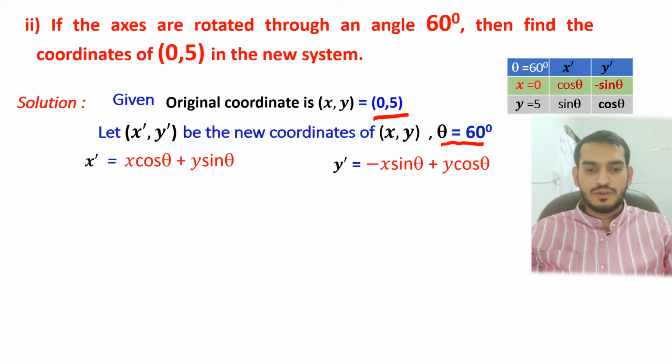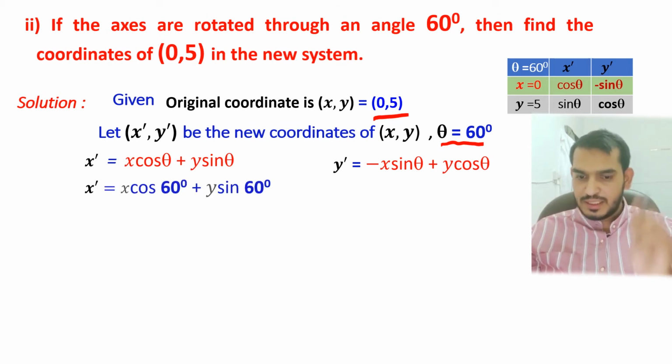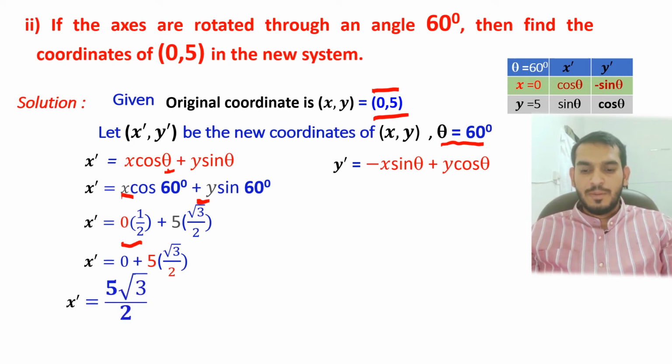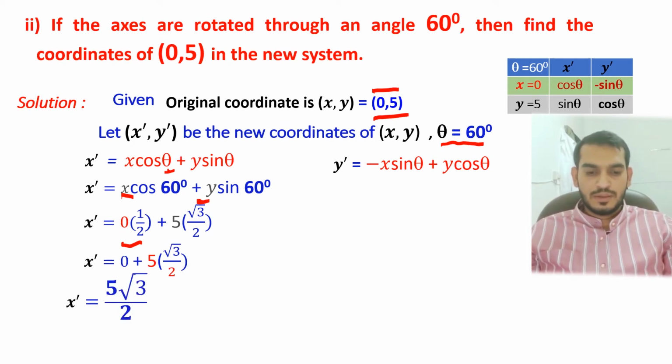Now x dash is equal to x cos 60 degrees plus y sin 60 degrees, substituting the value of theta as 60 degrees. Now we know that the value of cos 60 degrees is 1 by 2 and sin 60 degrees is root 3 by 2. And x and y we need to replace from 0, 5. So x dash can be written as 0 into 1 by 2 plus 5 into root 3 by 2. So 0 into 1 by 2 is 0, and we can write x dash is equal to 5 root 3 by 2.